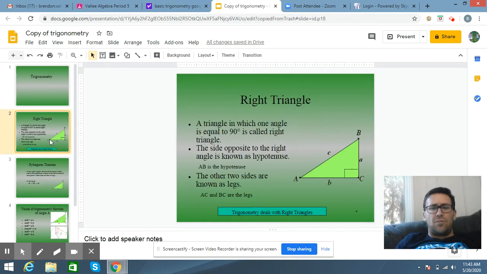For trigonometry, you need a right triangle. Remember that your hypotenuse is the side opposite the 90-degree angle, and these are your two legs.